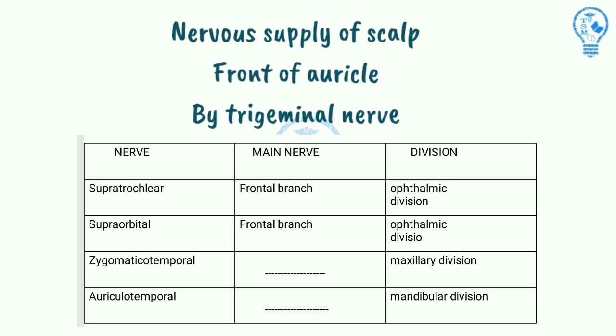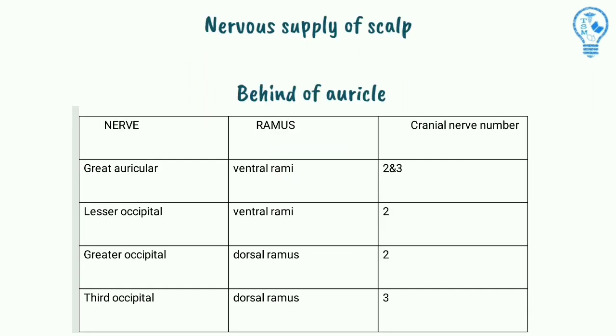And now let's discuss the nerves which supply behind the auricle area. First one is greater auricular, second is lesser occipital, followed by greater occipital, next third occipital. The greater auricular nerve is from ventral rami of second and third cervical nerves.